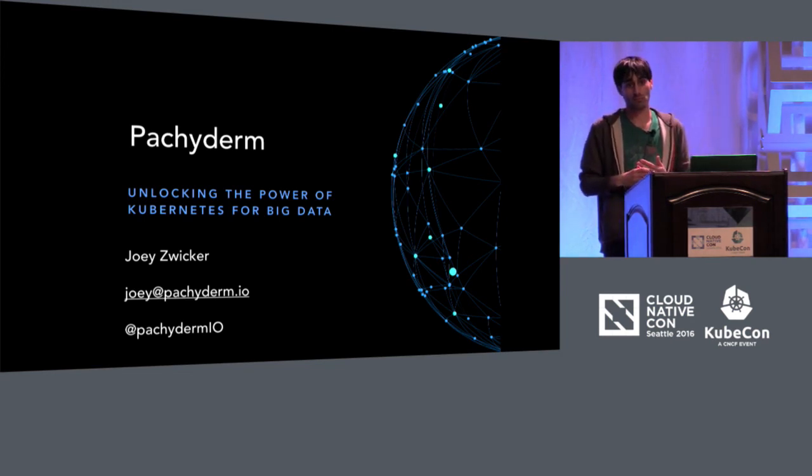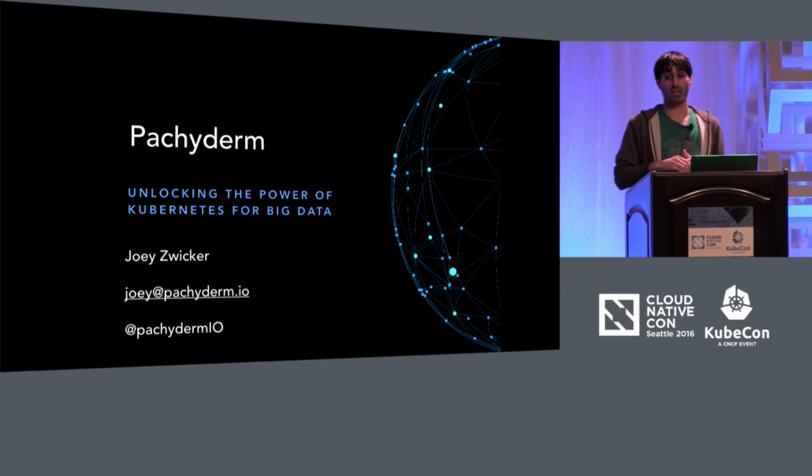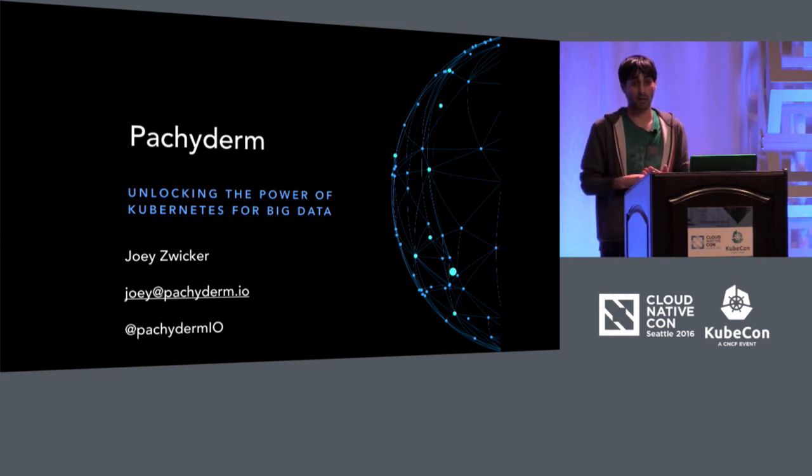So the question was, how is that sharding defined? That sharding is actually defined in the pipeline spec. When you define your pipeline for Pachyderm, that specifies here's where my input data is and here's how it can be split up.